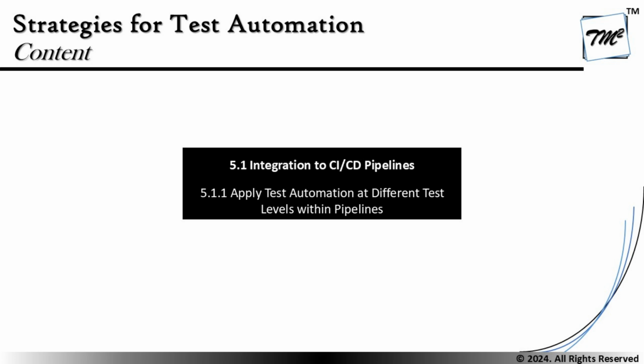As a part of today's tutorial, we'll be discussing 5.1.1, that is apply test automation at different levels within pipelines. And as a part of this particular video, we'll be deep diving into the scope of these DevOps concepts when it comes to automation with respect to the different test levels.